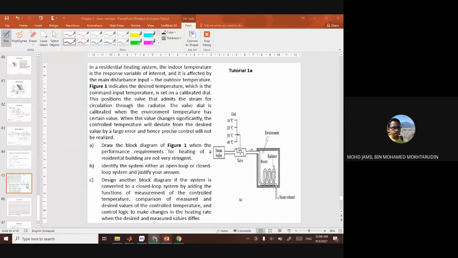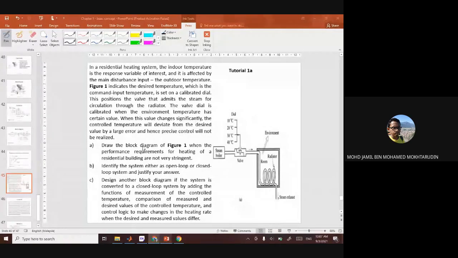Okay, so tutorial 1A. In a residential heating system, the indoor temperature is the response variable of interest, and it is affected by the main disturbance input, the outdoor temperature. Figure 1 indicates the desired temperature, which is the command input temperature, set on a calibrated dial. This positions the valve that admits the steam for circulation through the radiator. The valve dial is calibrated when the environment temperature has a certain value. When this value changes significantly, the control temperature will deviate from the desired value by a large error, and hence precise control will not be realized.